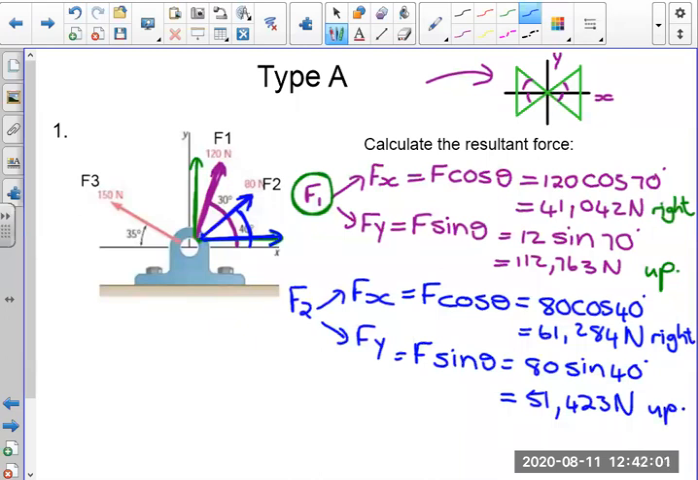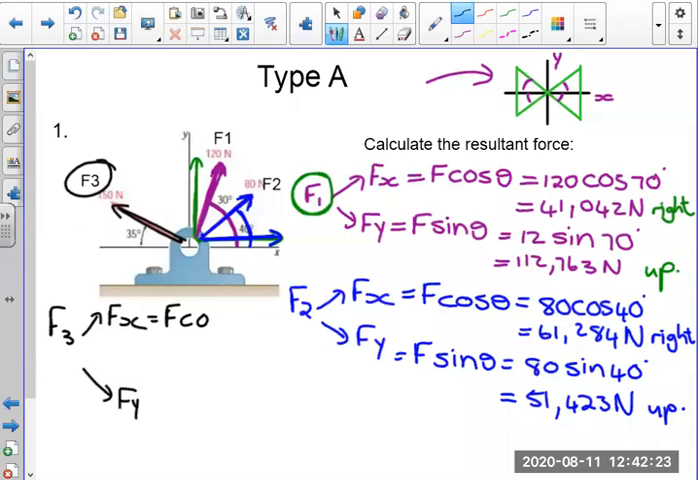The last one is F3. Okay, now let's look at F3. F3 is this one. It's 150 newtons. So when I look at that one, for F3 I'm going to have an Fx and an Fy. And when I work out, the Fx is F cos theta. So when I substitute in, it's going to be 150 cos. And the angle that I use is the angle with the x-axis. Now look at this angle. So it's going to be this one that makes an angle with the x-axis.